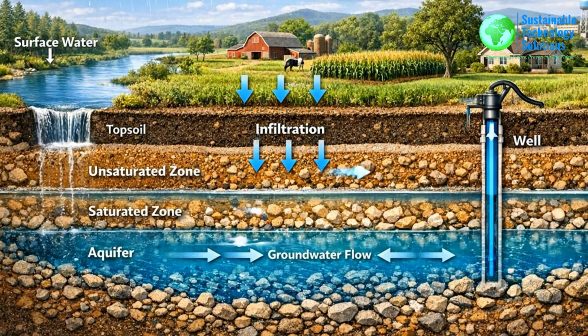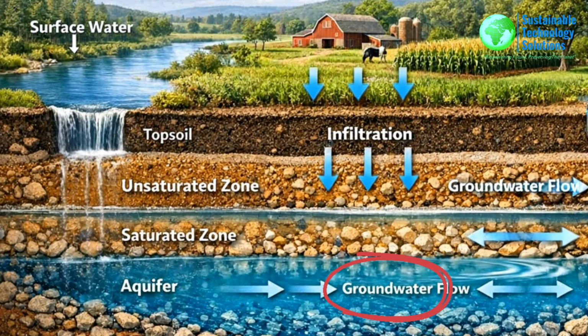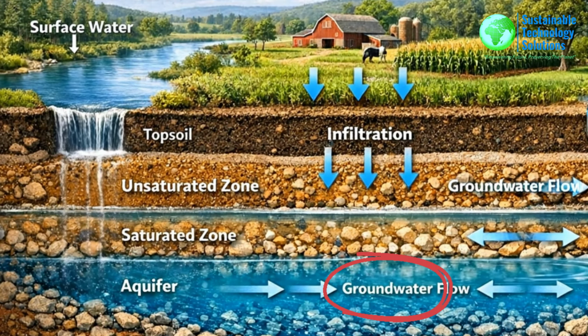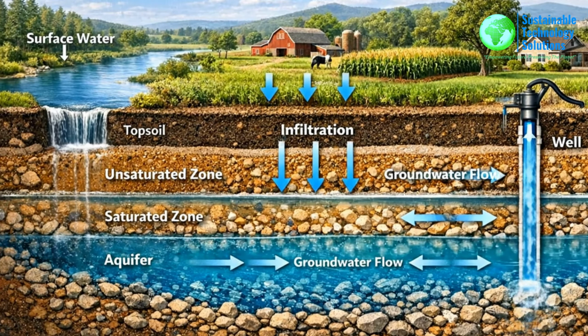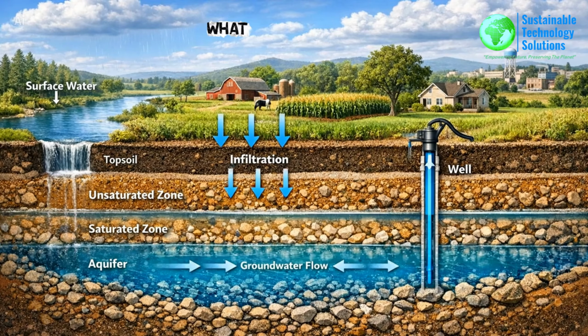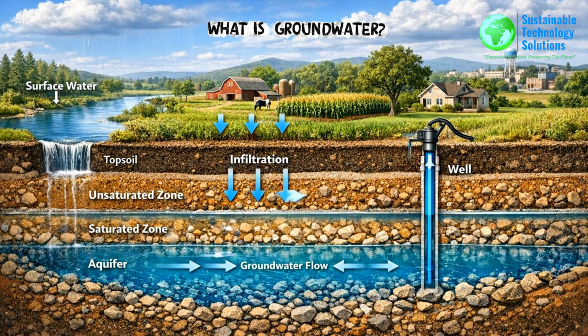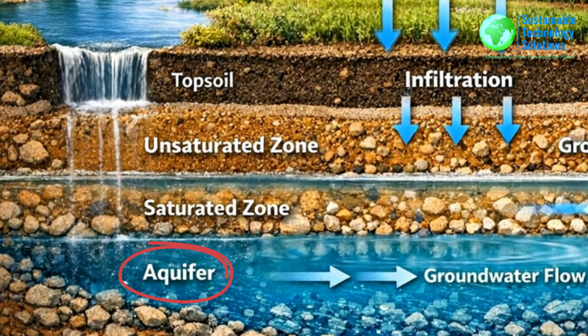Groundwater is the water that is found beneath the Earth's surface. It does not exist in underground rivers or lakes as many people might imagine. Instead, it fills small empty spaces known as pores within soil, sand, and rock formations. A large underground body of water-bearing rock or sediment is called an aquifer.